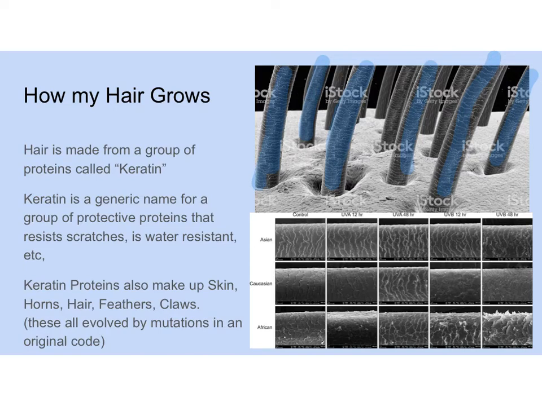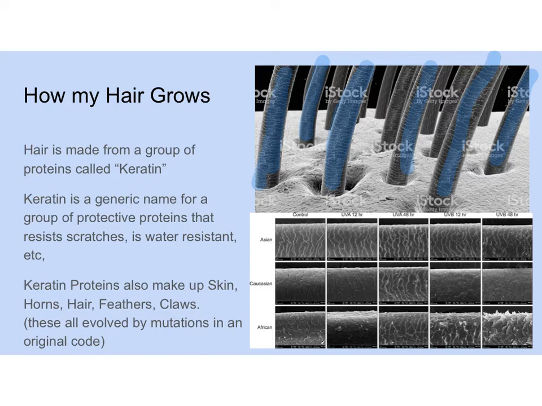The protein is called a specific protein, but it's in a group called keratin. Keratin is just a generic name for a group of protector proteins that resist scratches and are water resistant. It's basically a material that our body makes that protects us. There are a lot of different types of keratin, and they make up our skin. If you slightly modify the recipe, then you can make horns, hair, feathers, claws. All of these different things evolved from mutations from an original keratin code. So you had an original code to make a protein, the first keratin, and then it mutates and starts making really thick hair or really thin hair, and then turning them into horns and claws and so on. Our nails are also made of keratin.